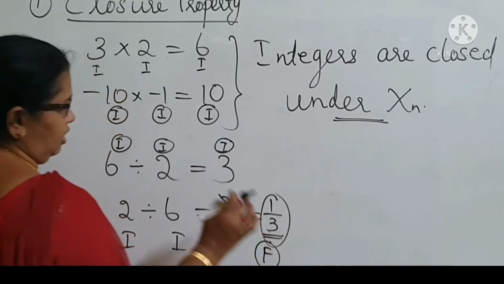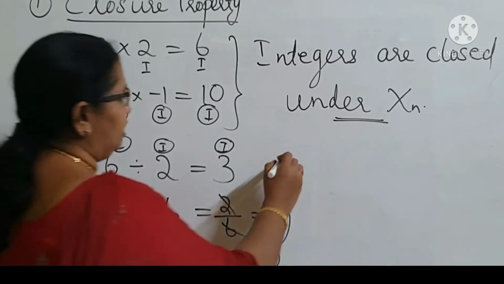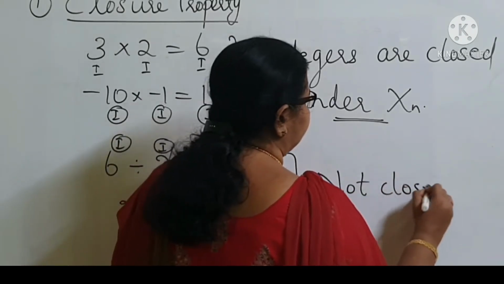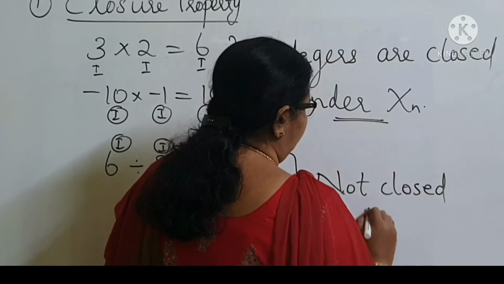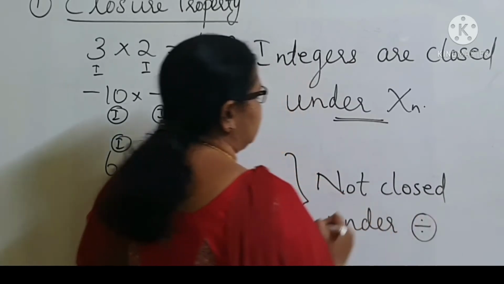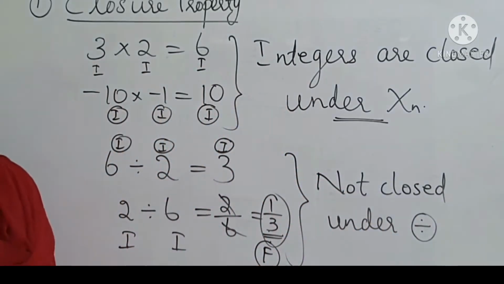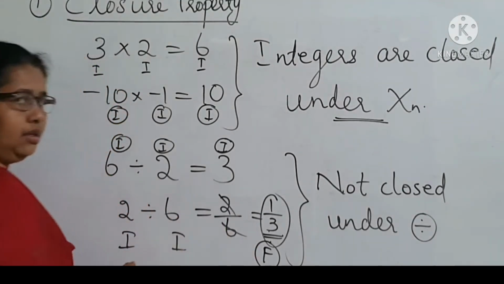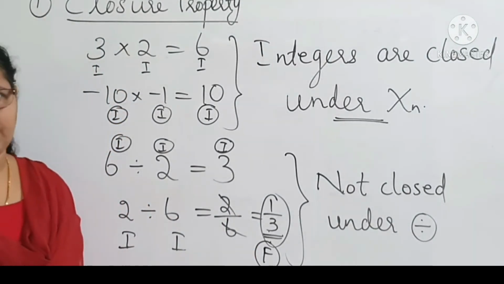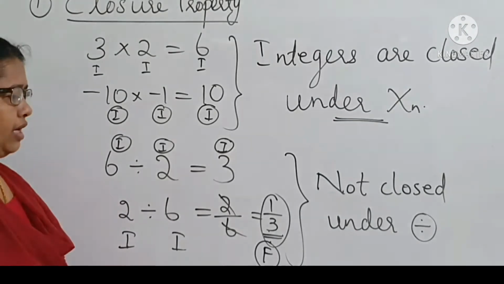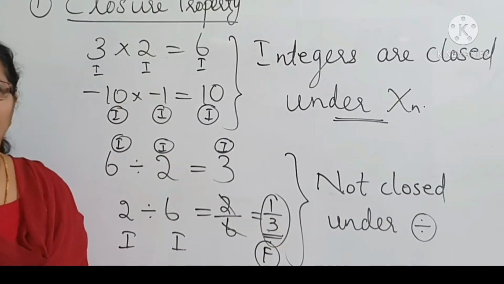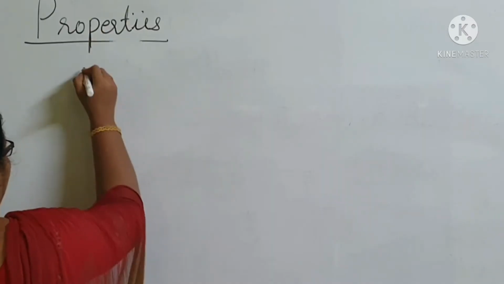It is a fraction. So we can say integers are not closed under division. That is, when we divide two integers, always we are not getting their quotient as an integer. Sometimes a fraction or decimal. Therefore, we can say integers are not closed under division. Second property.